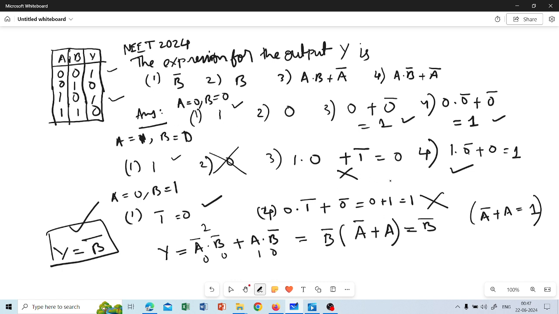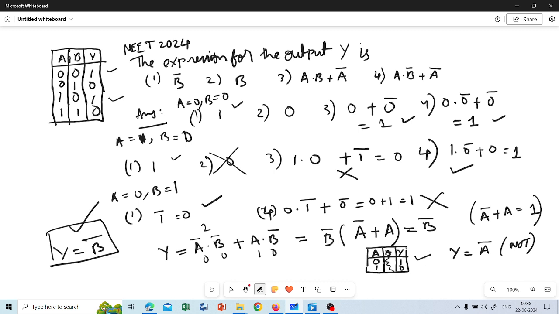For example, let me make it more clear. If you don't know, let me take a simple gate. For example, let me take a NOT gate. What is the truth table? A and Y, there is only one input. If A is 0, the output is 1, and if A is 1, the output is 0. So the output is 1 when A is 0, so Y is equal to A bar. This is the expression for the NOT gate.